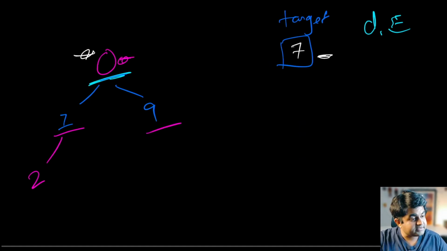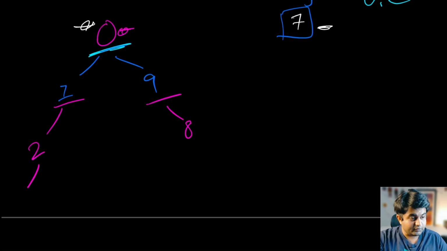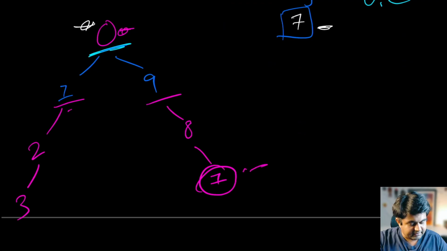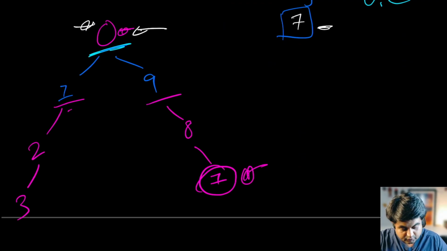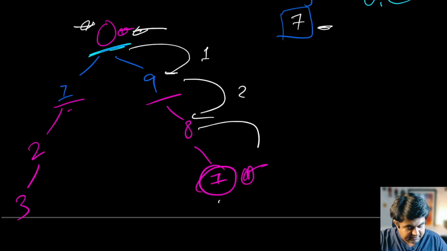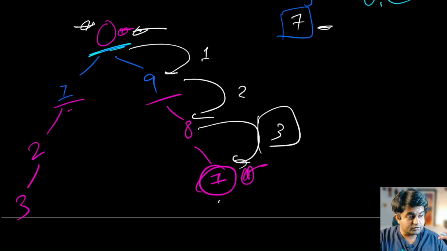From 9, we have once again 2 options. We can either go to 8, or we can go back to 0. Once again, we are not going to do that. From 2, we have once again 2 options. We can either go to 3 or 1. And from 8, we have 2 options. We can either go to 7, or we can go back to 9. So now we have reached 7, and this is the target value that we are basically trying to achieve. So how many turns did it take us to get from 0 to 7? Well, this was the first turn, this was the second turn, and this was the third turn. So 3 is the minimum number of turns required for us to reach the value 7.